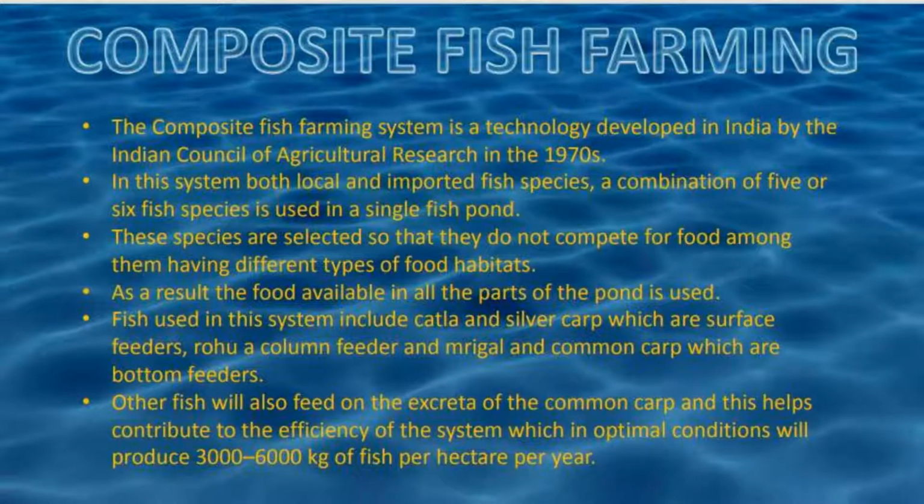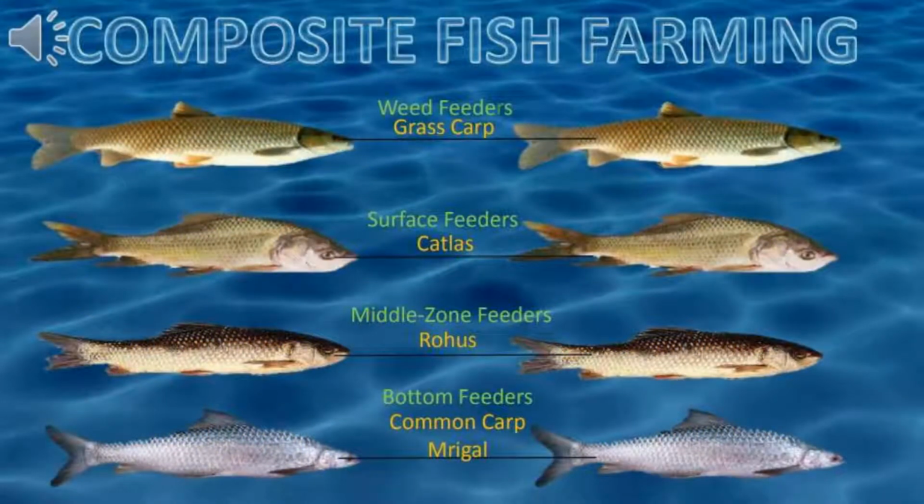Now by this image, I will explain what composite fish farming is. See friends, the first one is grass carp. Grass carp is a species of fish which feeds on the weed in the water. So it is a weed feeder. These fishes feed on the weed present in the ponds or tanks. The second one is katla. These are surface feeders. In the tanks or ponds, these feed on the upper layer of the water. So these are surface feeders.